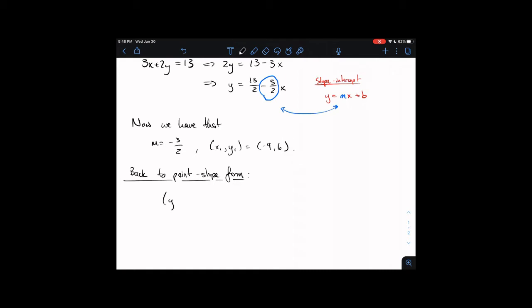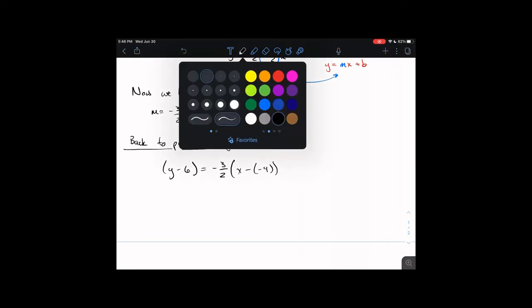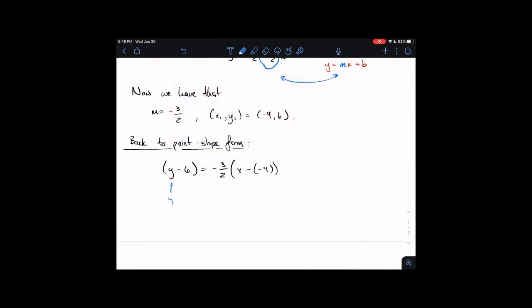So we go y minus y1 is 6, then our slope, that's m, and then x minus x1, which is negative 4. So remember, let's just write underneath what everything is. Here's y minus y1. This is m. And this is x1. Okay, so those were the things we needed.